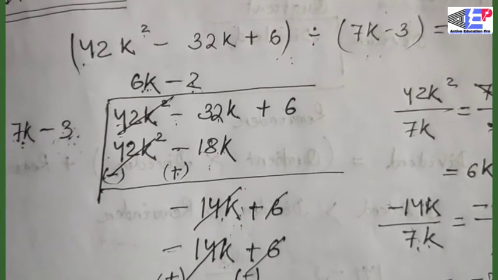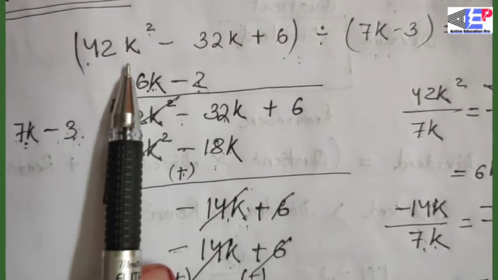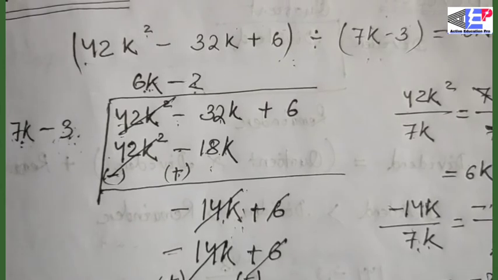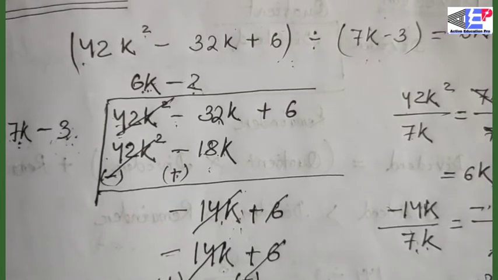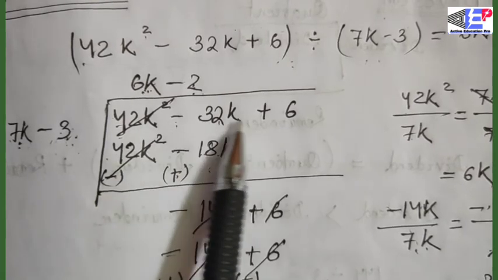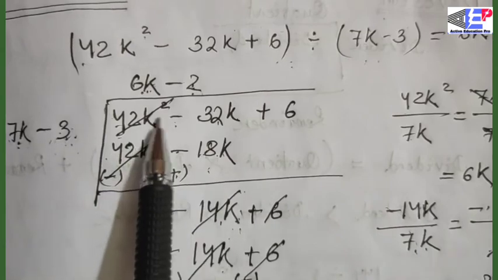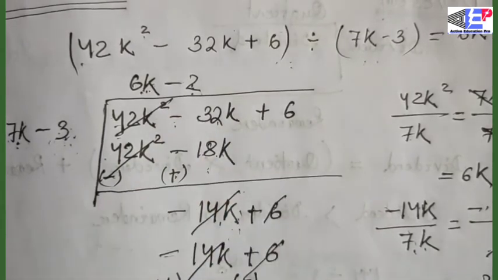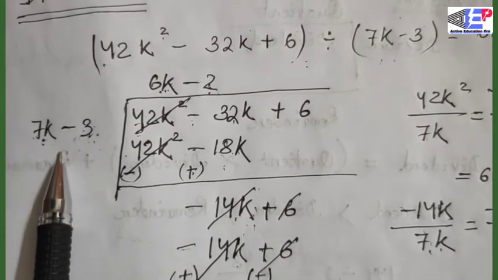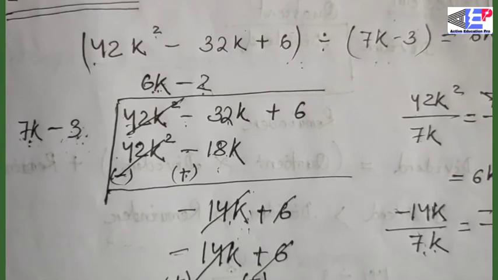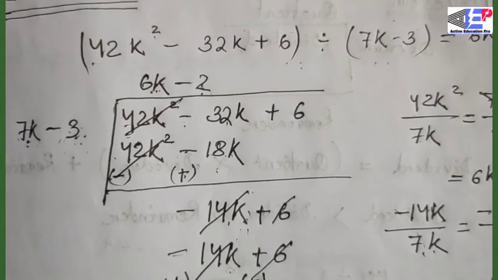Okay, again I repeat it. First, always write the polynomial's mathematical expression in standard form. Standard form means descending order of the degrees of its terms. Here in this polynomial there are 3 terms with degrees 2, 1, 0. I already wrote it in its standard form. Similarly, you can write the divisor in standard form. Then first follow the division rule.